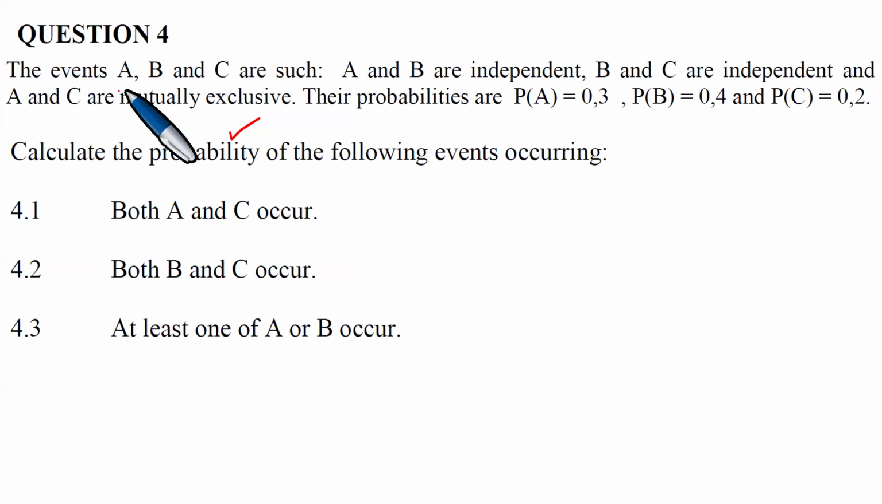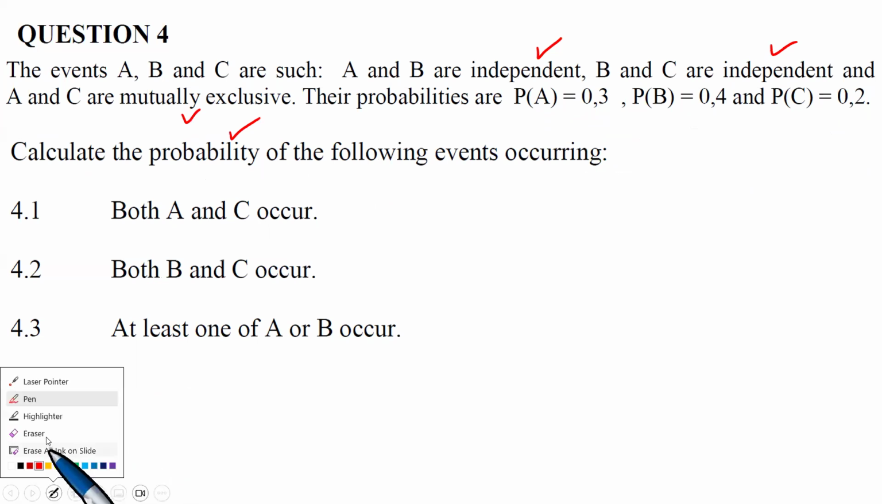Right, the events A, B, and C are such. A and B are independent. So we are told that we have two events, A and B, that are independent. Simultaneously, B and C are independent. A and C are mutually exclusive. Their probabilities are as follows. The probability of A is 0,3. The probability of B, 0,4. The probability of C, 0,2. Calculate the probability of the following events occurring.